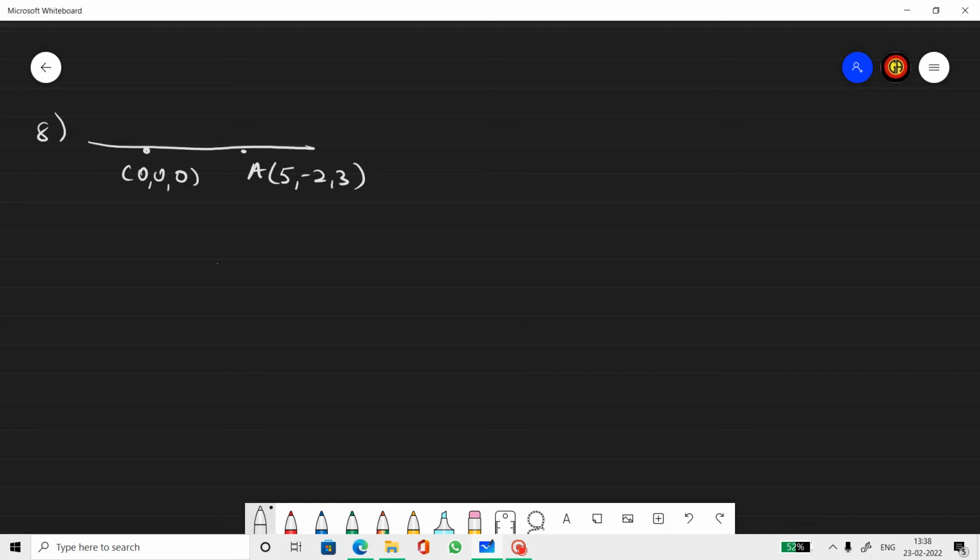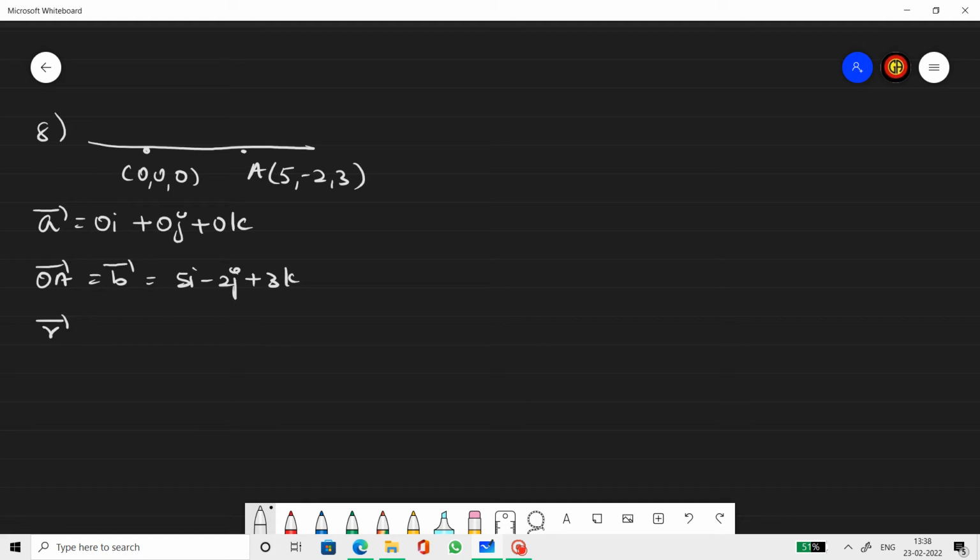Because if the origin is the point, the A vector will be 0i plus 0j plus 0k. And the direction vector will be the OA vector here. The B vector will be the OA vector, which is 5i minus 2j plus 3k, and directly we put it in the formula: r vector equals a vector plus lambda times b vector.